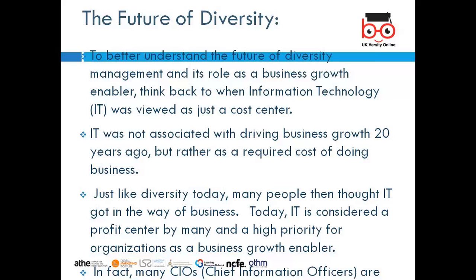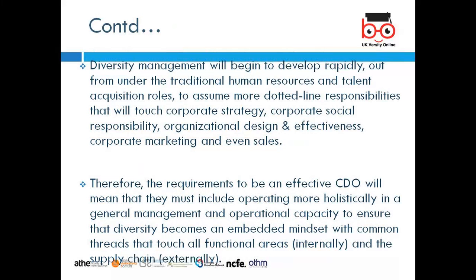Think back to when information technology was viewed as just a cost center, not associated with driving business growth, 20 years ago. But now IT is considered a key tool for business growth. Just like diversity today, many people then thought IT got in the way of the business. Today, IT is considered a profit center. Spending money on IT systems and equipment helps improve the business and the profit. But in the past, people used to think this was a waste of money.